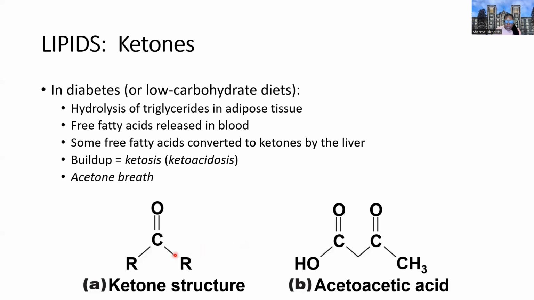At the bottom here, we can see two different types of ketone structures. So the acetoacetic acid is an example of what this ketone would look like. But really, we can replace these R groups or these functional groups with any different composition of functional groups to make many different types of ketones. Okay, but this is the general makeup of our ketone structure.